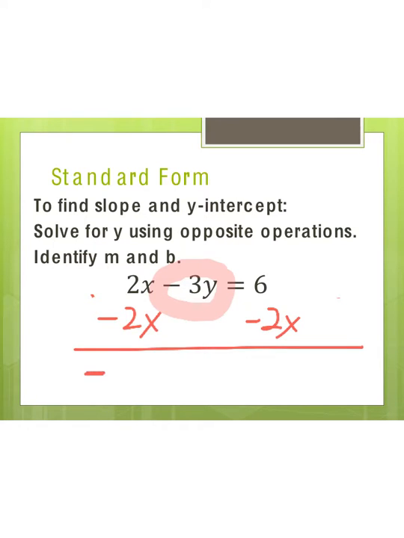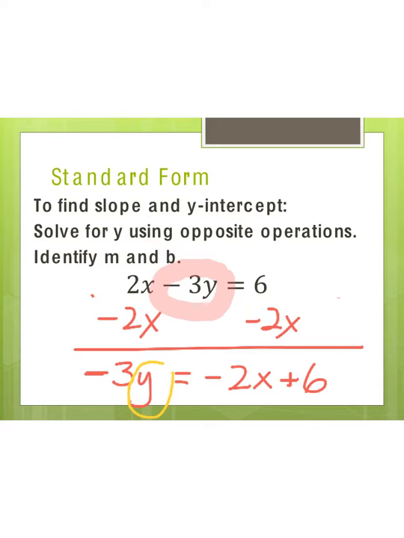We have negative 3y is equal to negative 2x plus 6. Now, negative 2x plus 6 don't go together. They're not like terms. This is weird that we're leaving a variable. It's a new thing to do. But we're really trying to get, once again, the y by itself because we want it in y equals form.